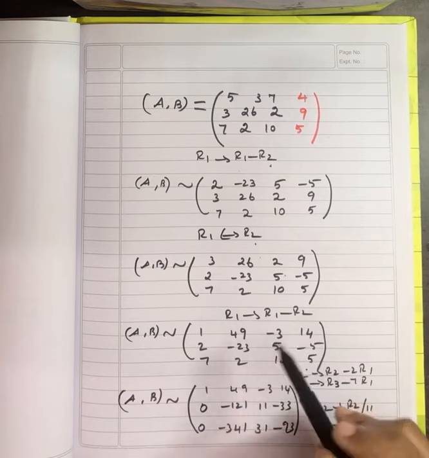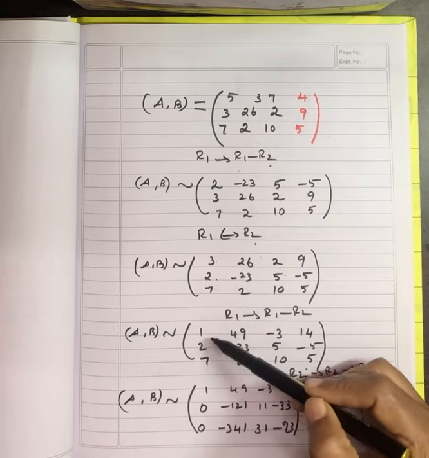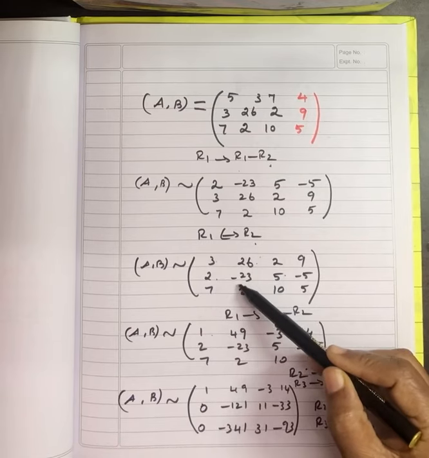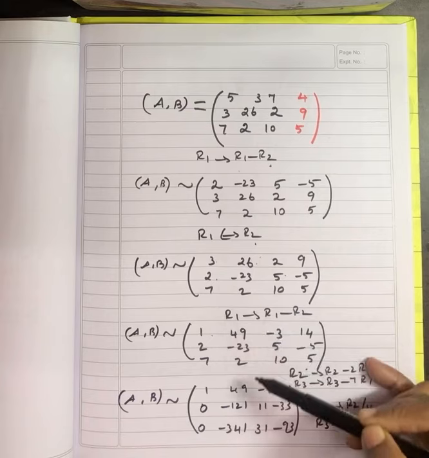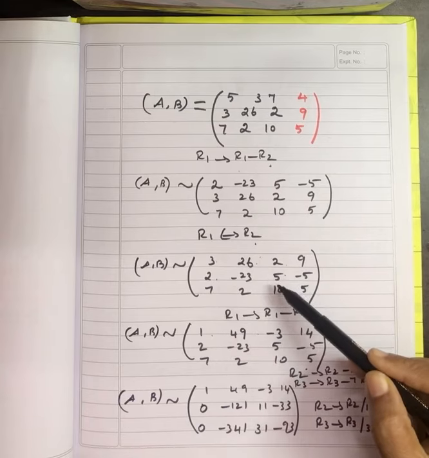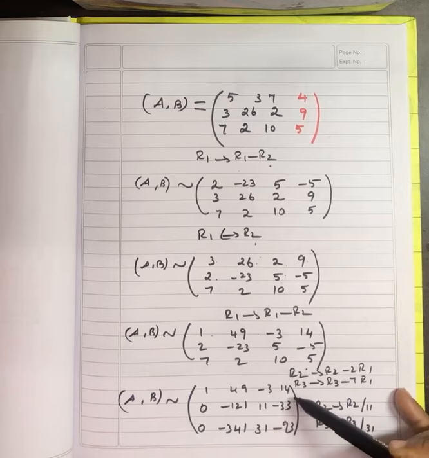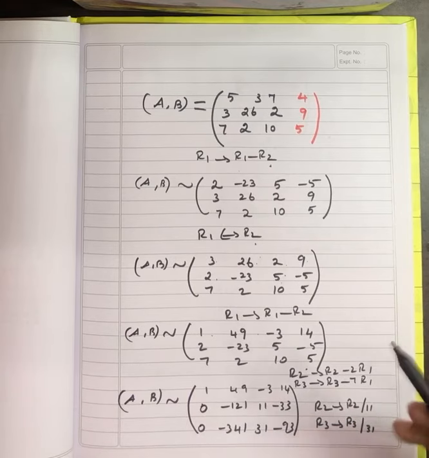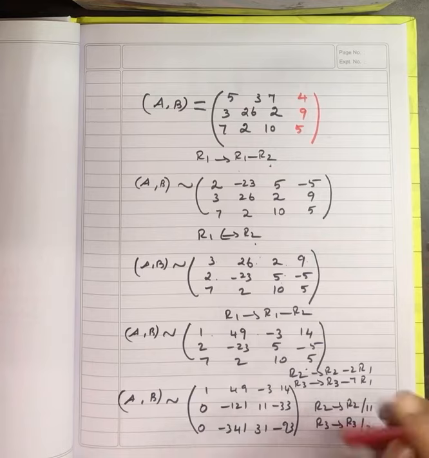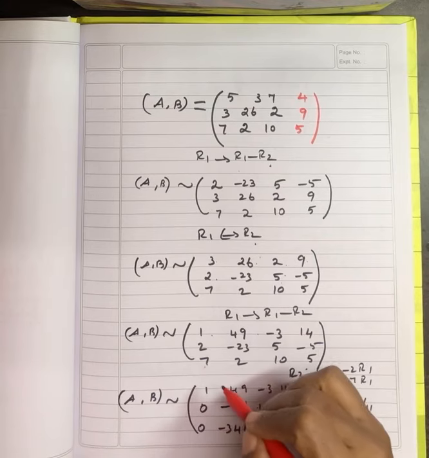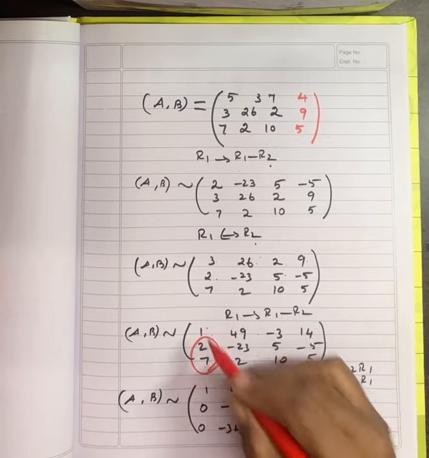R1 subtraction R2. 3 subtraction 2, it is 1. 26 plus 23, it is 49. 2 subtraction 5, it is minus 3. 9 plus 5, it is 14. So I got 1. After I am getting 1, what I have to do? I must make these two numbers 0 using the first row.